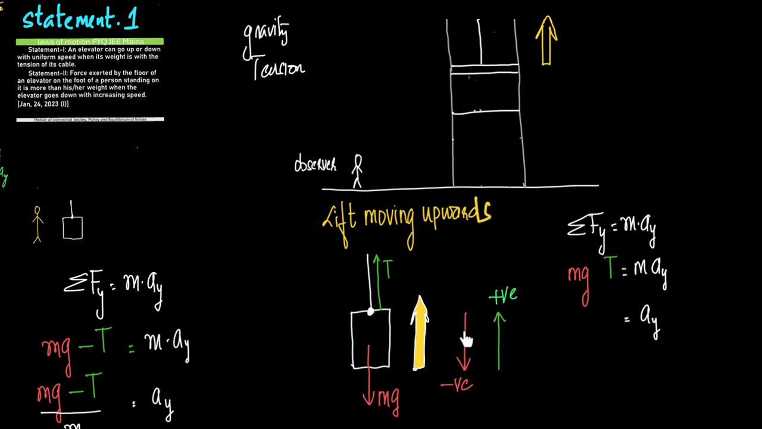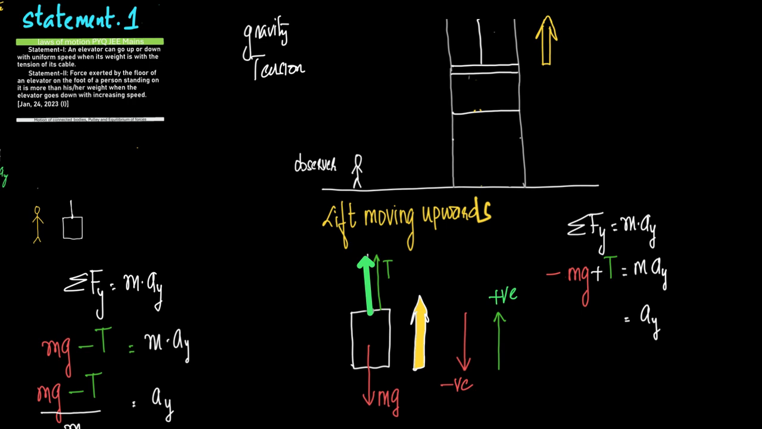So weight is acting downwards. So in this case, we'll take weight as negative. Tension is acting upwards, and therefore we'll take tension as positive. Now you may ask, why is tension in the upward direction? Because tension always will move away from the point of contact, right? Okay, so what will be the sign for mg here? Mg, the sign here would be negative, and for tension it would be positive.